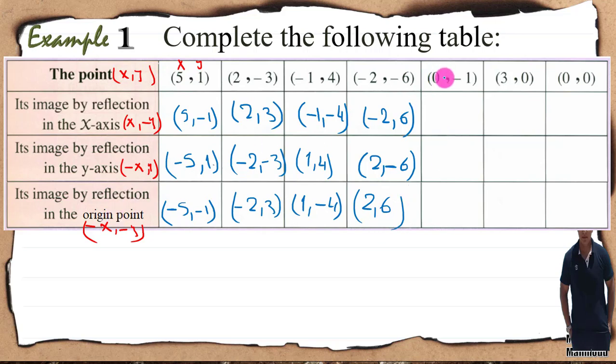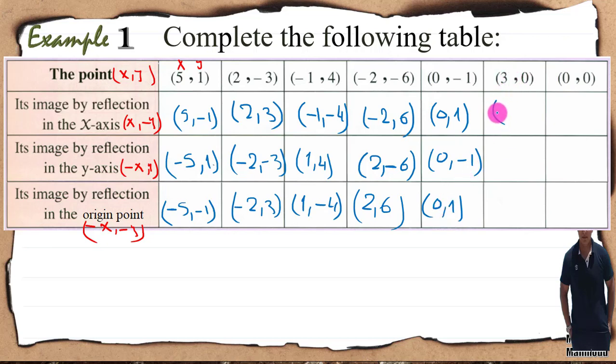Here in the x-axis we change y, so 0, +1. In the y-axis we change x, but x here is 0, so the point will be itself, 0 and -1. Okay, here reflection in the origin, change x and y. X 0 doesn't change, and y, -1, will be changed, so it will be 0 and +1.